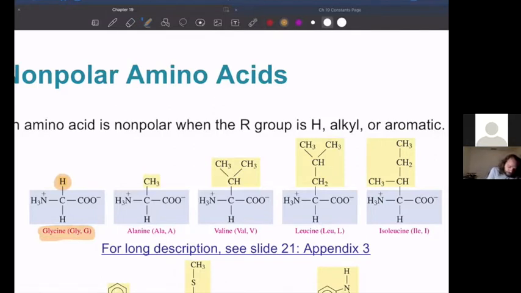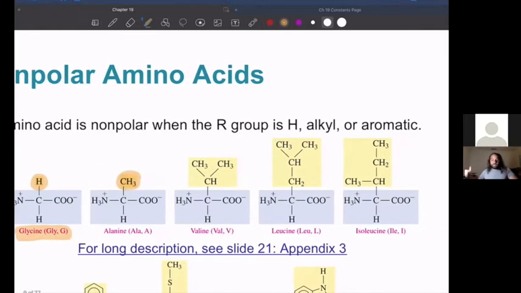The next simplest one is alanine, which has a methyl group. And then there are ones of increasingly larger alkyl groups. So you have valine, which has this fork going on. It's a 3-carbon alkyl chain. Leucine, which has a fork, but it's a 4-carbon chain. And then isoleucine, which is again 4 carbons, but the branch comes at the first carbon instead of the second carbon. All of these are just alkyl groups, right? There's no fancy functional group going on. So these would all be considered nonpolar.